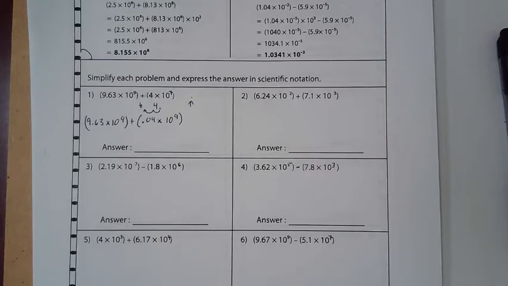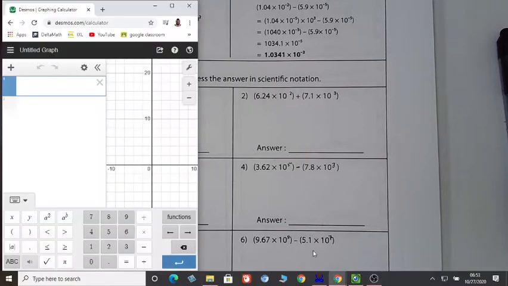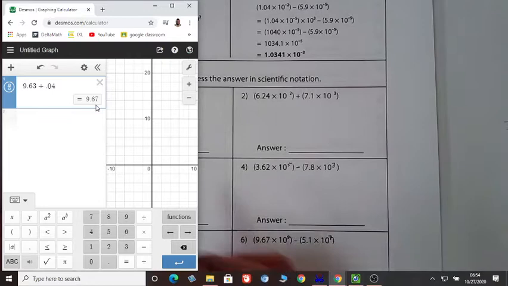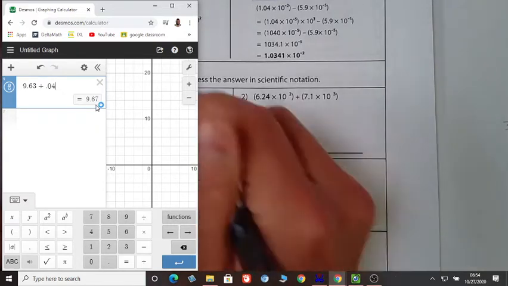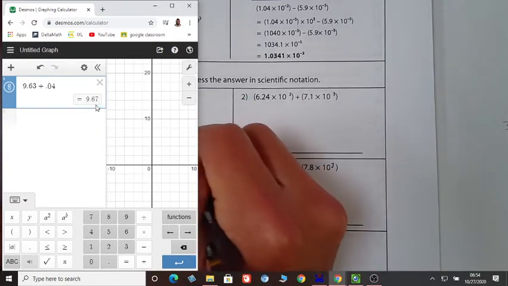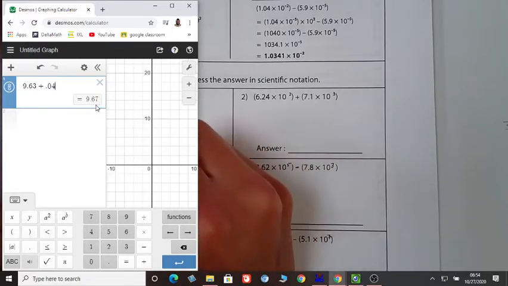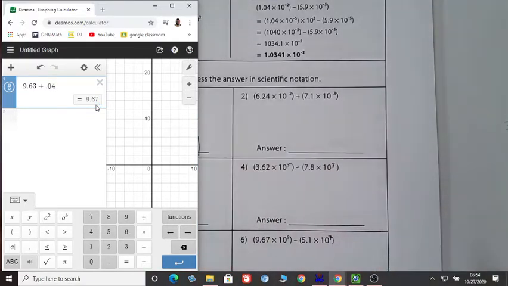So I have a 9.63 plus 0.04, and that gives me 9.67. Okay, so I added the coefficients, so it'll be 9.67, and then I keep the base 10 exponent, times 10 to the 9th power. All right, let's do another addition one.